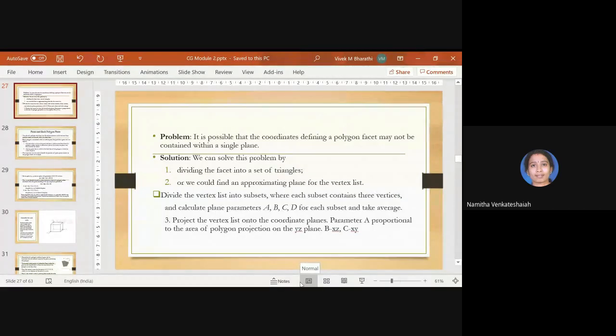That is one way. That is second way. The third way is project the vertex list onto the coordinate planes. Parameter A is proportional to the area of polygon projection on the YZ plane, B will be proportional to the XZ plane, and C will be proportional to the XY plane.